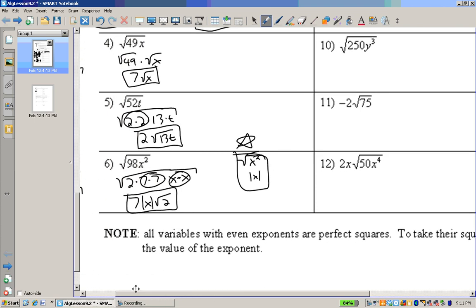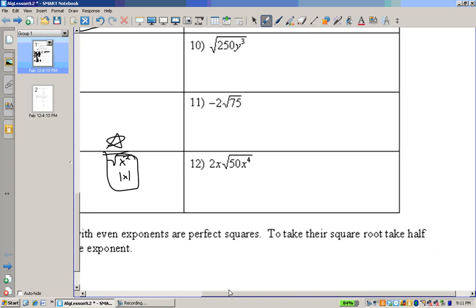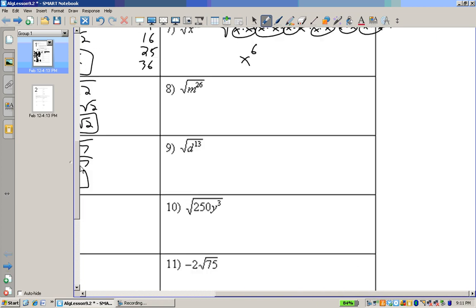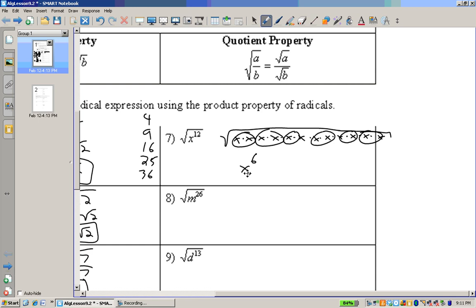When we pulled this out, that would be the absolute value of x. The thing is, even if we have a negative here, that's going to end up as a positive. So we could put the absolute value there, but if it's an even number that comes out, it's not really necessary.